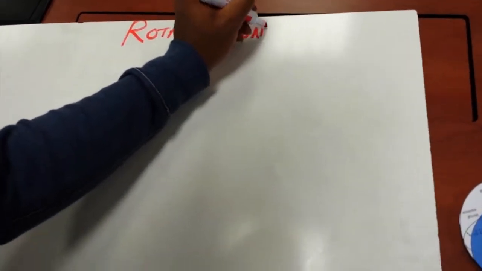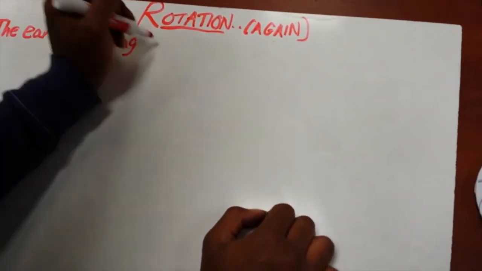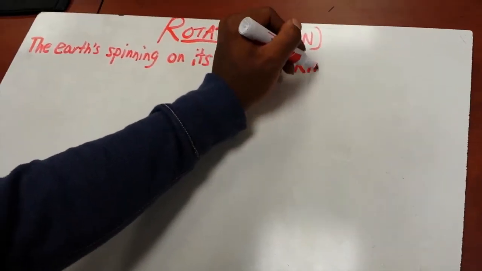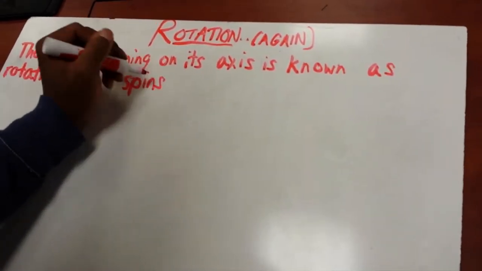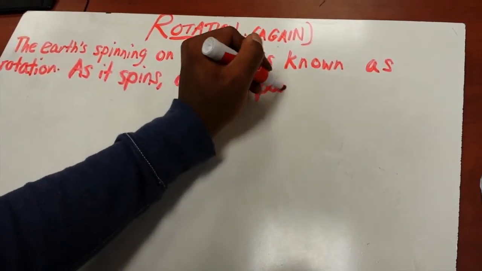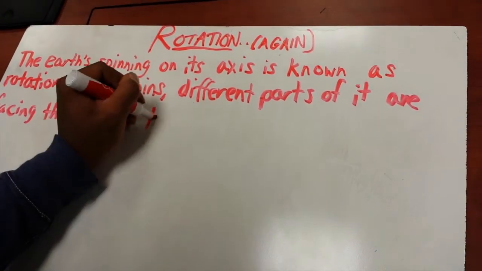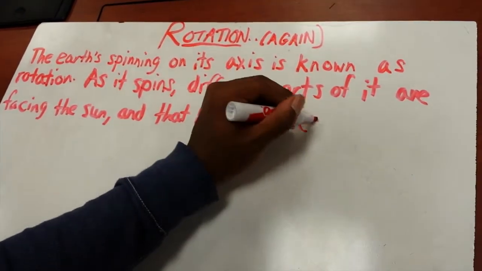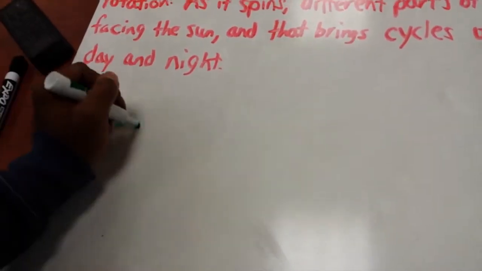So here we're going to give a second look at rotation. The spinning of a body of mass on its axis is known as rotation. As the Earth spins, it causes different sides of it to face the sun at different times, which brings cycles of day and night. Let's see in the example.